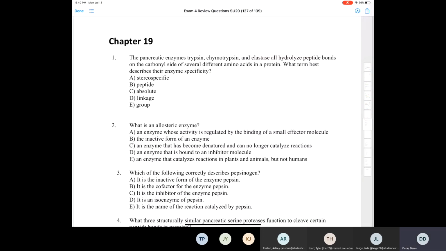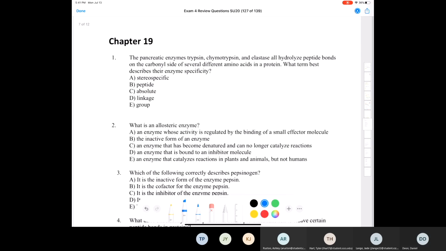Let's move on to chapter 19 and try some more practice. Question number 1. The pancreatic enzymes trypsin, chymotrypsin, and elastase all hydrolyze peptide bonds on the carbonyl side of several different amino acids in a protein. What term best describes their enzyme specificity? I'm going to leave this up to you guys. Does anybody have the answer to this one? And I'm just going to do some of my artistry in the meantime.